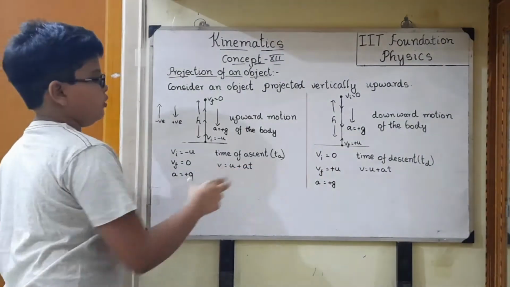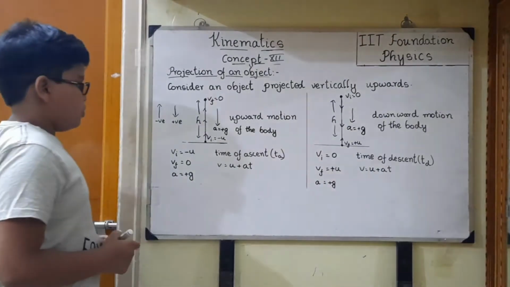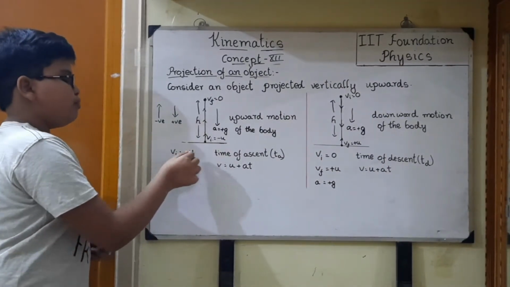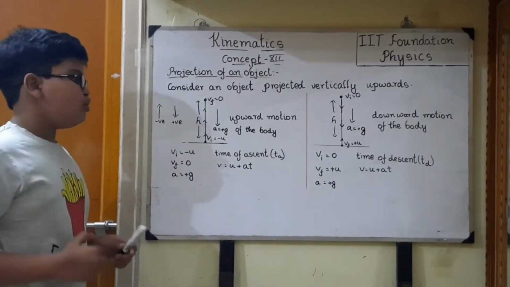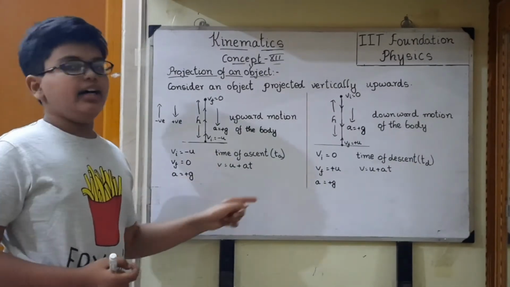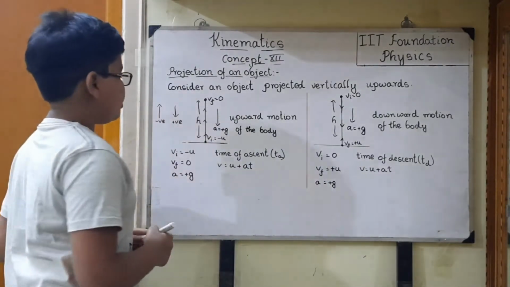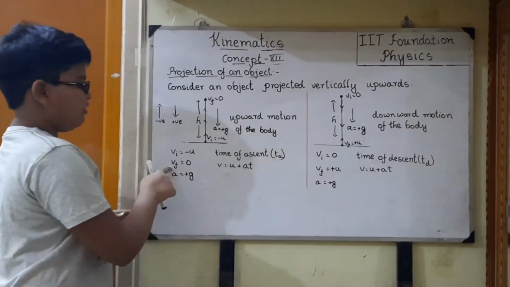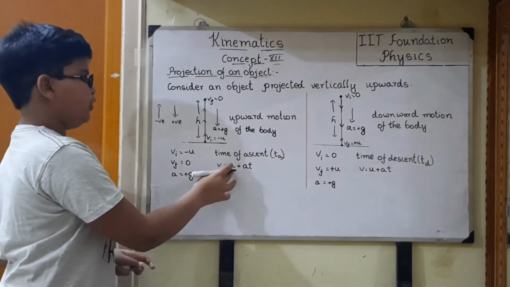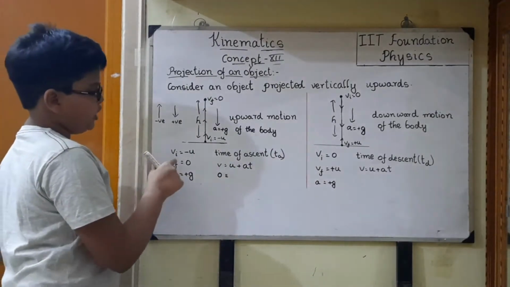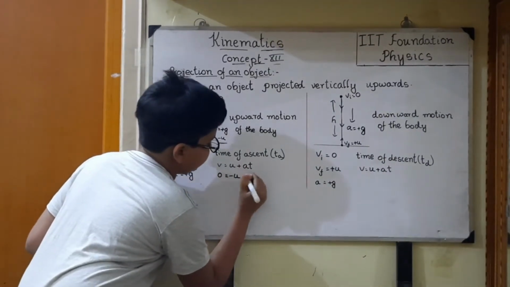So let's find out the time of ascent. Time of ascent is represented with ta, right? We know that V initial is equal to minus u, and final velocity is equal to 0. In this equation, v is the final velocity and u is the initial velocity, right? Final velocity is 0, so we write 0 is equal to the initial velocity, which is minus u.